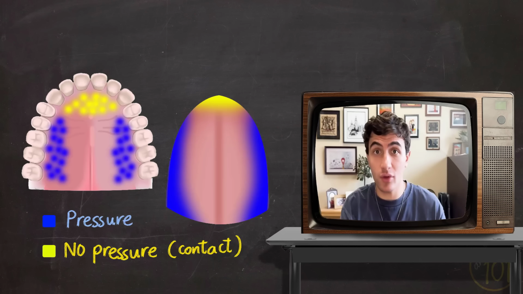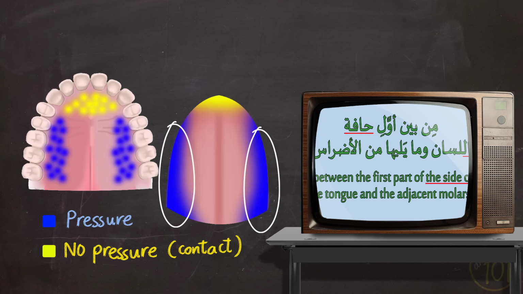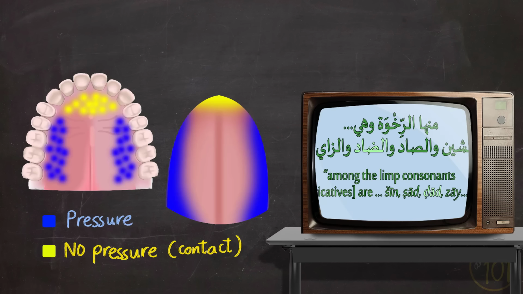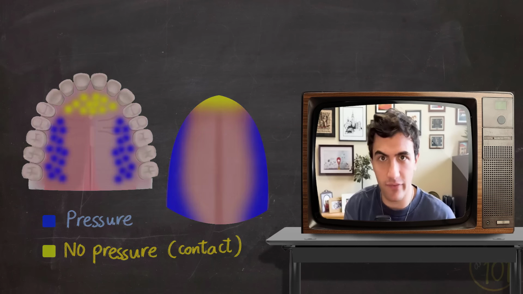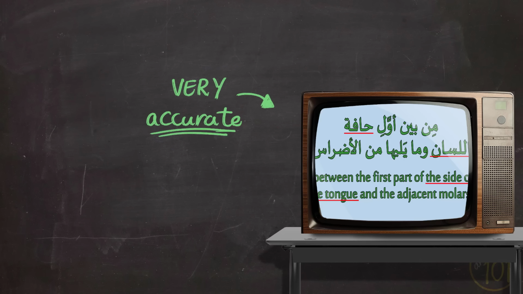And sure enough, Sibawayh agrees. He writes instead that Dhad is pronounced, quote, between the first part of the side of the tongue and the adjacent molars. Sibawayh writes, quote, among the limp consonants, the fricatives, are, among others, the Dhad. He's telling us explicitly that Dhad is not a plosive. It's instead classified with all the other fricative consonants. So, yes, of course, his description of the place of articulation is incredibly accurate, and it is what we do to pronounce the proper classical Arabic Dhad.